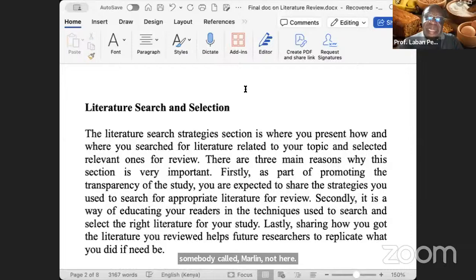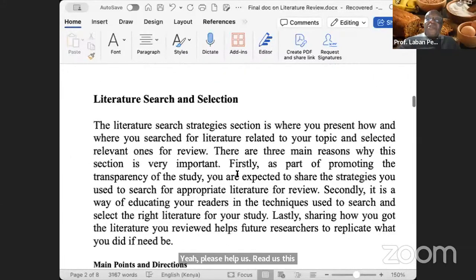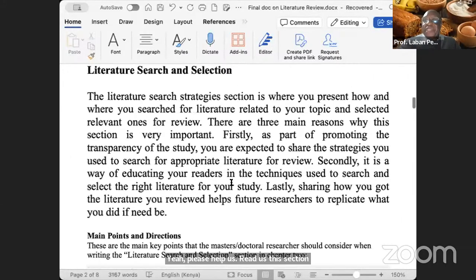Who is this? Marlin or Fred Obondo? Are you anywhere near? Yes, sir. Yeah, please help us. Read us this section. We are being very careful, and I don't want to rush this section. Yes.